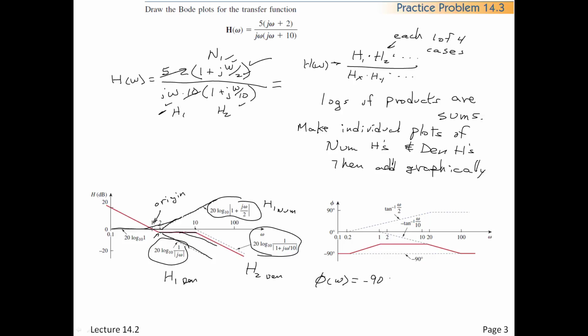And then the next thing that occurs is the zero, right? So we've got the tan inverse of omega over 2. And then there's another pole that happens, the inverse tan of omega over 10. All right, and that's what's being displayed here. Again, we're just adding the pieces together.